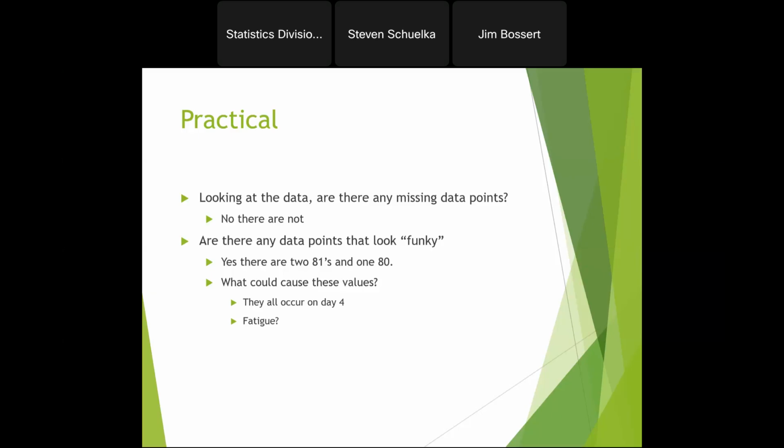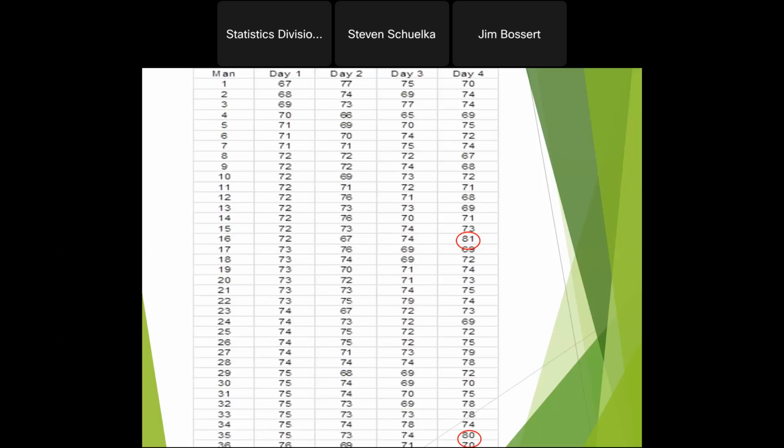So I identified that. But here's the data. Here's showing a couple of the data points. I blew it up so at least you can see. So we have the 81 looking at, and we have the 80 down there. There's another 81 down farther. So if you look at it, I mean, those are the only ones that kind of jump out at you. Okay.